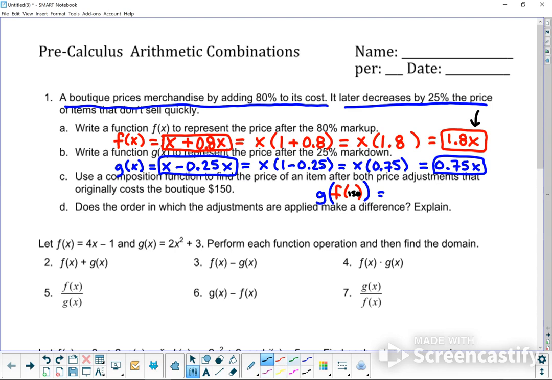So it's going to be 1.8 times 150. Okay, so we're going to get that value. And after that, we're going to put this value in here and multiply by 0.75. Okay, so that's how it works. So let me pull up my calculator.